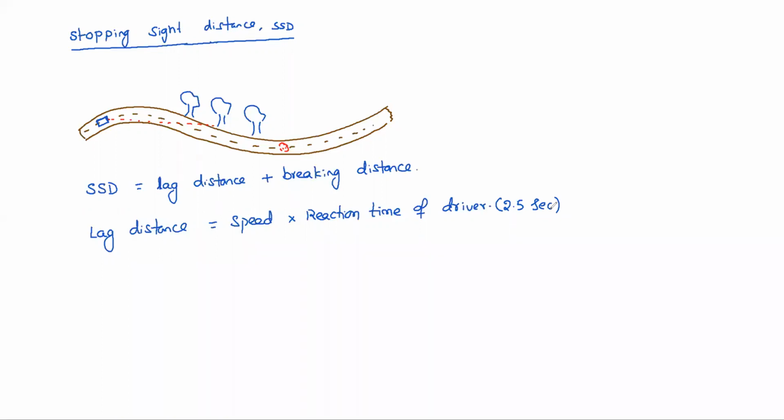It depends on the driver, that reaction time. So speed into time gives you distance. This distance is called lag distance. That means before taking a decision and applying brakes, the vehicle will travel some distance. That distance is called lag distance.